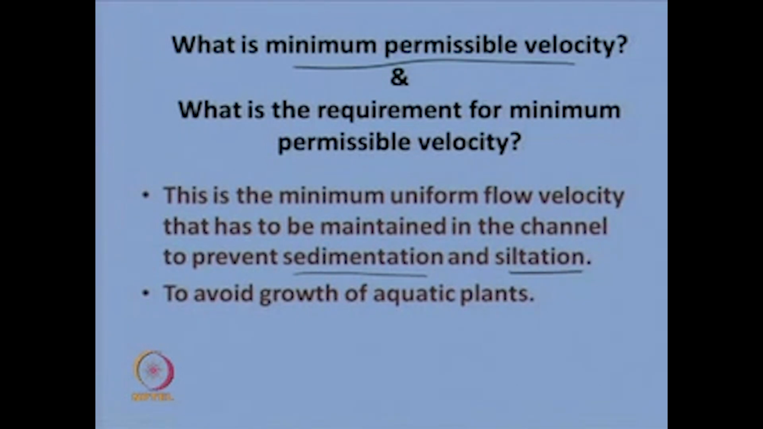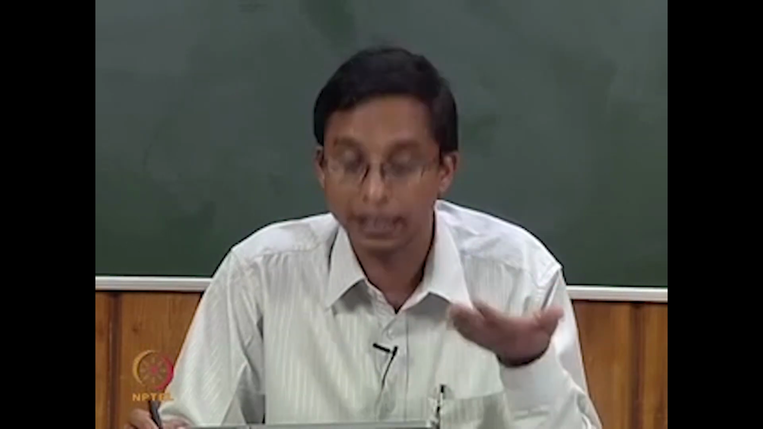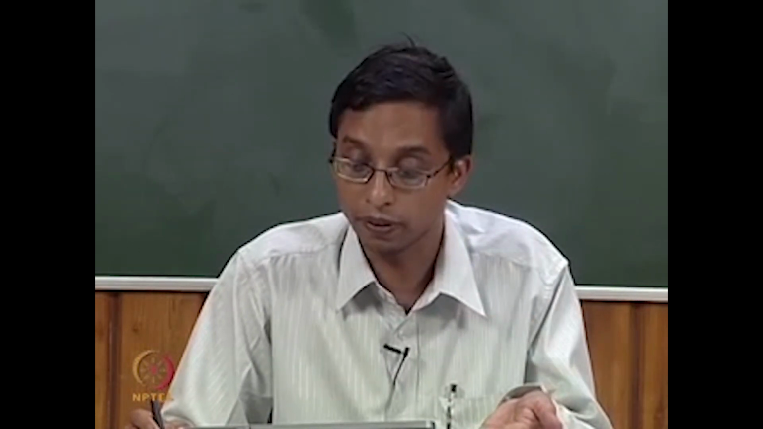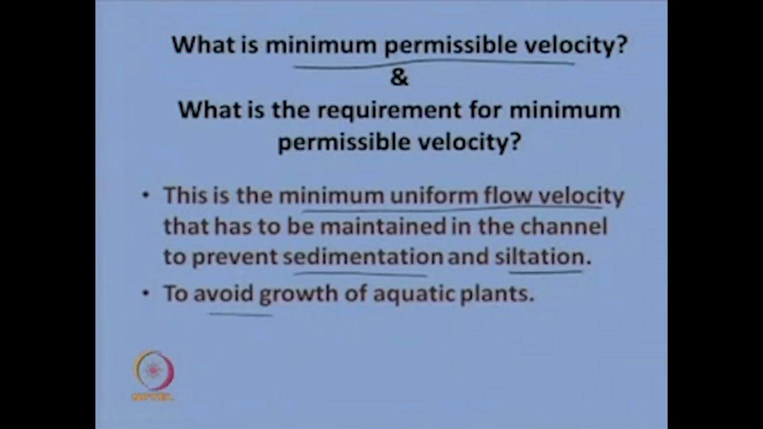For the designed non-erodible channel, a minimum uniform flow velocity has to be maintained. Otherwise, whatever suspended materials are already there in the channel may start getting sedimented, deposited. So, you have to avoid that deposition. Also, if the velocity of flow of water in the channel is too slow, there are chances of aquatic plants growing in the channel. So, you have to keep a certain velocity so that the aquatic plants do not grow.